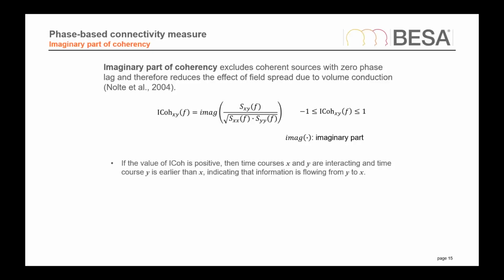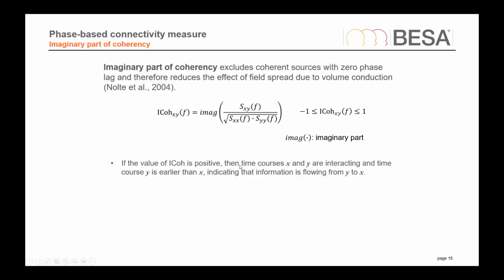We have the imaginary part of coherency, and this excludes coherent sources with 0 phase lag. And why is that done? Because that can reduce the effective field that's spread due to volume conduction effects. So we simply look at the imaginary part of this cross spectrum, and this leads us to now a value that can also have negative values, so it can go from -1 to +1.